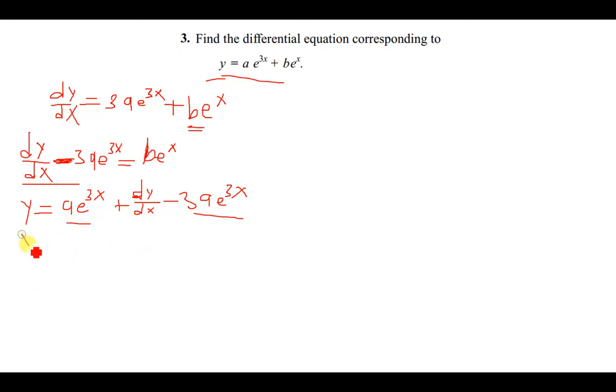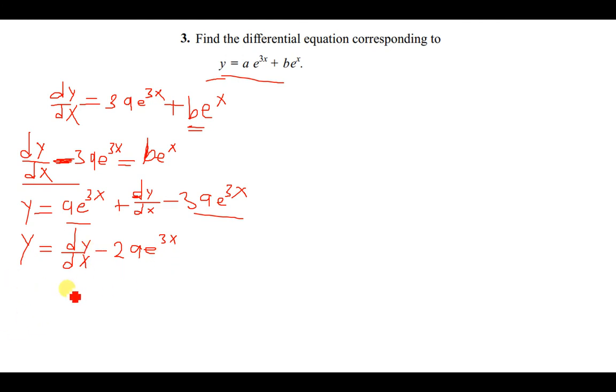So when we simplify that, we're going to have dy/dx equal to negative 2a e raised to power 3x. And then apart from that, what will follow now is that you have to differentiate this again.